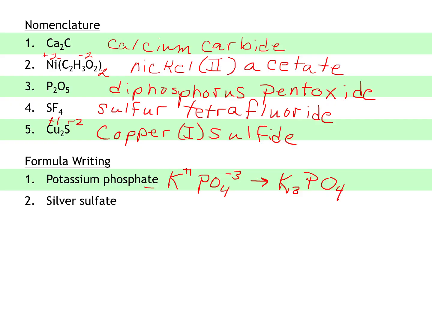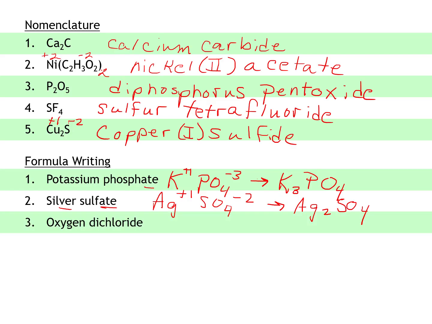Then we have silver sulfate. Sulfate is a polyatomic ion, and hopefully you know that silver is a metal. So we say, all right, well, silver always has a charge of +1. Sulfate is SO4 with a -2 charge. So we swap and drop the top numbers, and we get Ag2SO4.